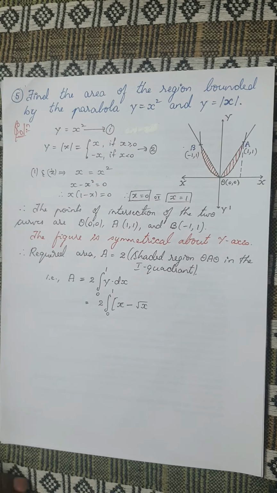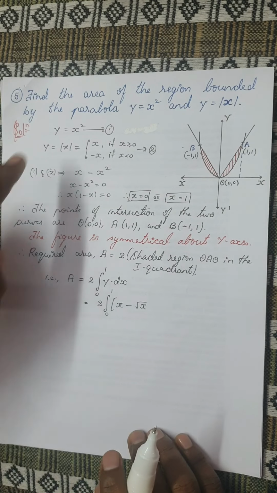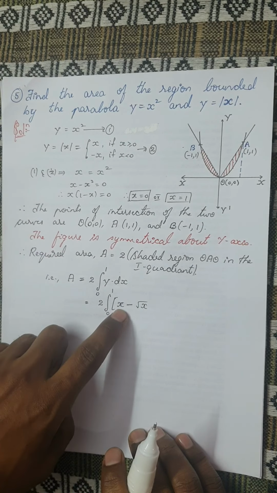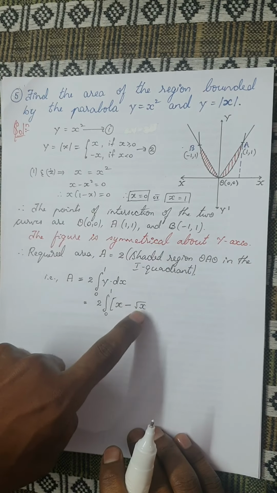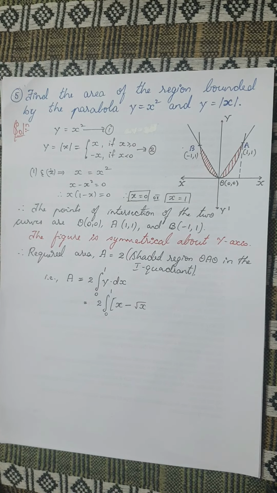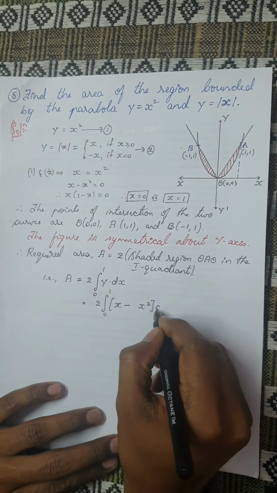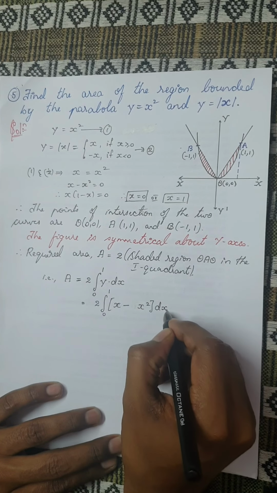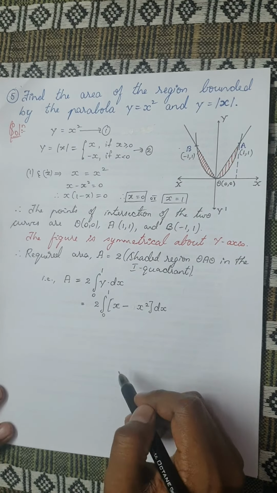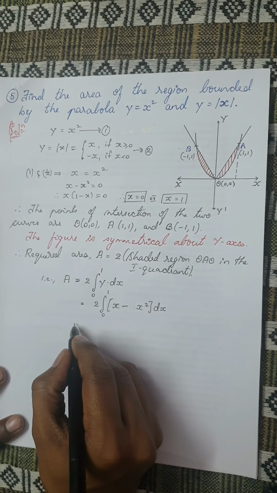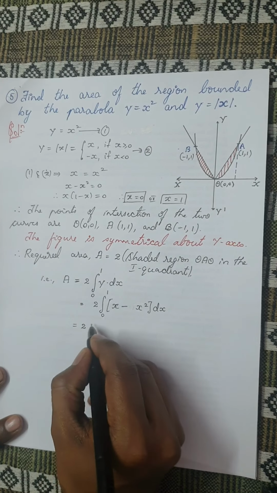Kindly excuse me, dear students. In the first case, y is equal to x. In the second case, y is equal to x square, not root x. So we get the integral of x minus x square dx. If you can reach up to this, the next part is going to be very simple. So this is nothing but 2 as it is.